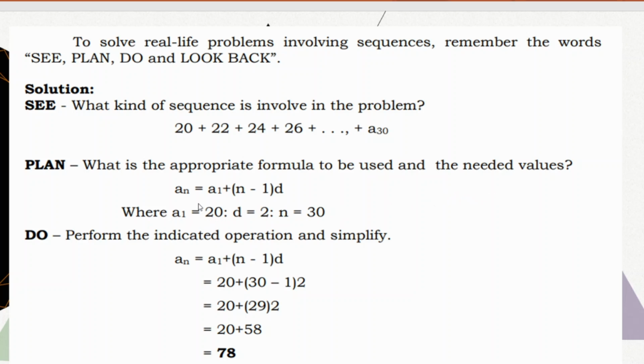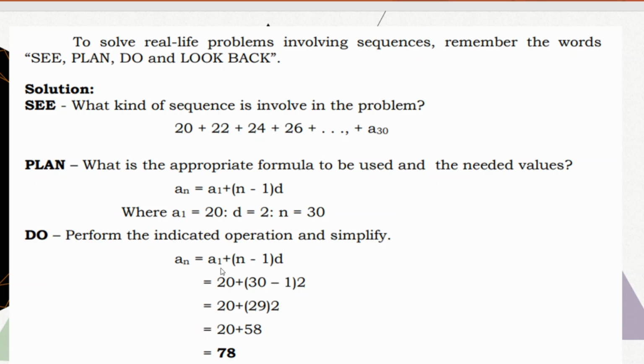So, a sub n is equal to a sub 1 plus the number of terms minus 1 times the common difference, where a sub 1 is equal to 20, the common difference is equal to 2, and the number of terms is equal to 30. Do, we need to perform the indicated operations and simplify.